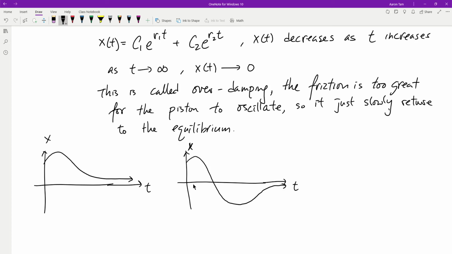Okay? And of course, it doesn't have to go up and down. It could actually be something like this. It could go like this. It could also go like this. So it really depends on the initial condition as well as the initial velocity, whether it would go away from the equilibrium or toward the equilibrium. But the key is that they will cross the equilibrium at most one time. It would not oscillate back and forth.